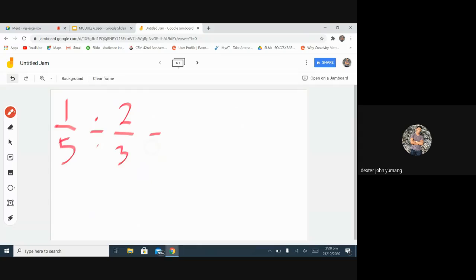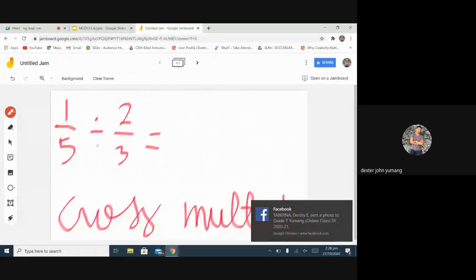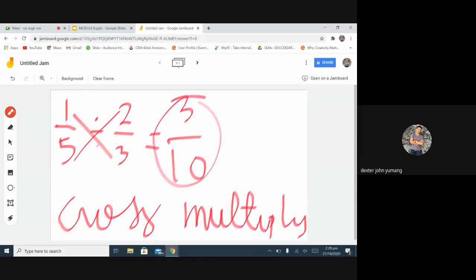So, meron pong shortcut. Ang shortcut, tinatawag po itong cross multiply. So, hindi na po natin siya kukunan ng reciprocal. Instead, i-cross po natin siya. Yung 1 times 3 magiging 3. Yung 2 times 5 magiging 10. So, the same ba ng sagot kanina? 3 over 10? So, di ba?